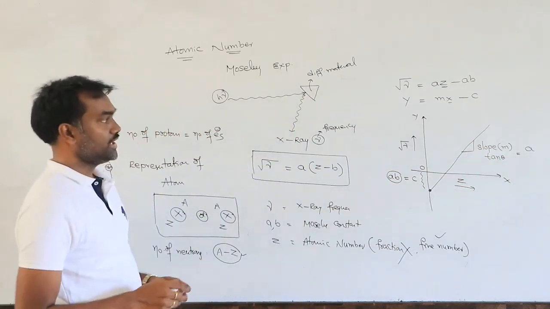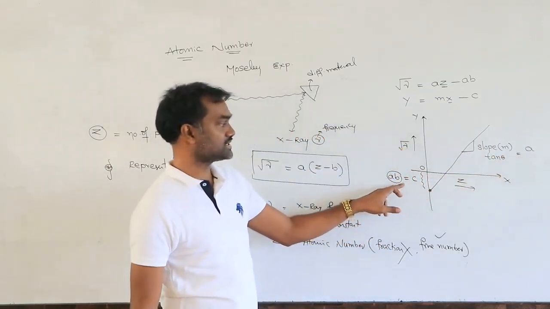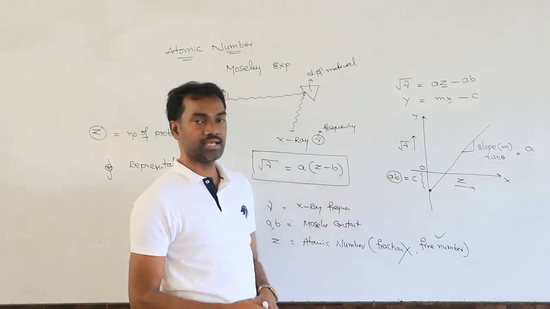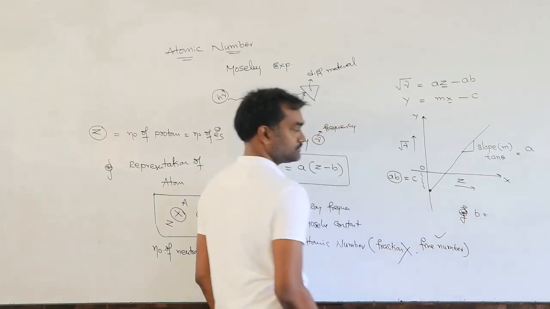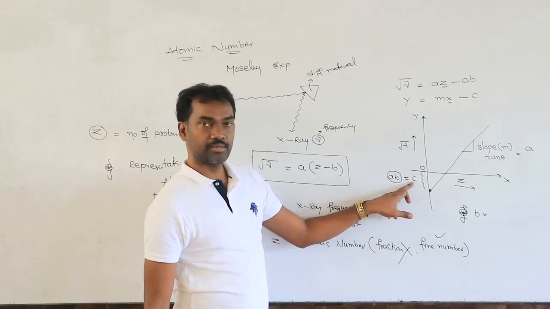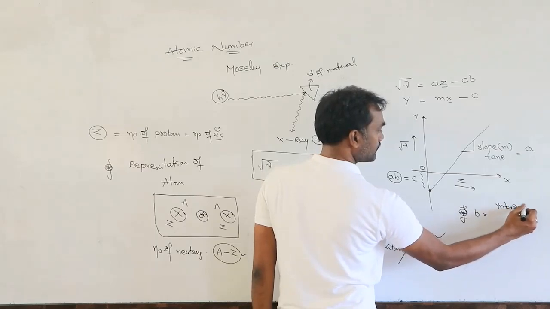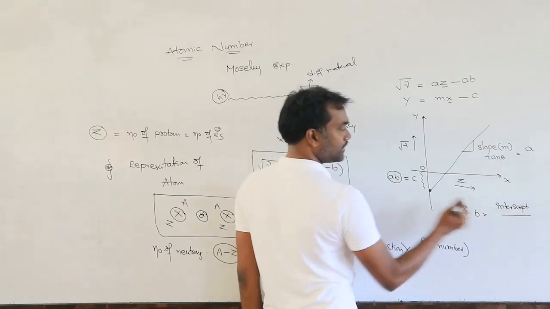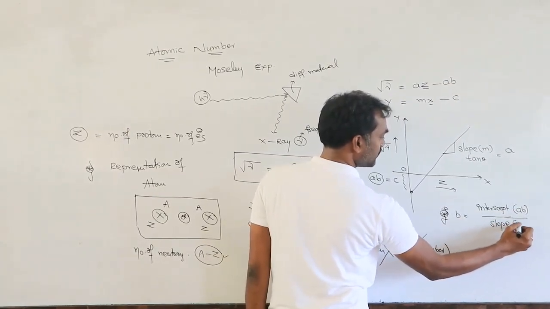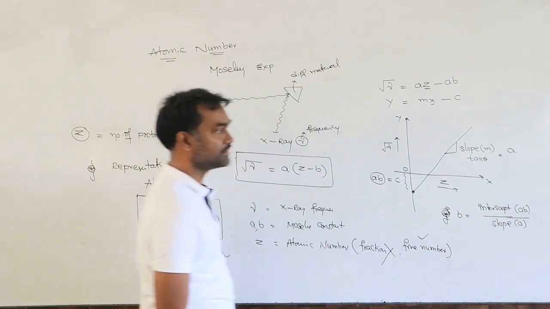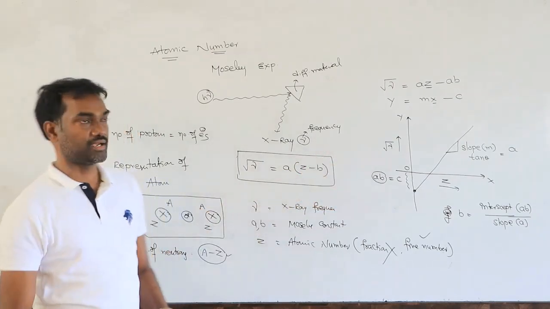If they give the slope value and the intercept value and ask what B is, then B is the intercept divided by the slope. The intercept is AB divided by the slope A. A cancels and you get B. Suppose they ask such a question, that is also a possibility.